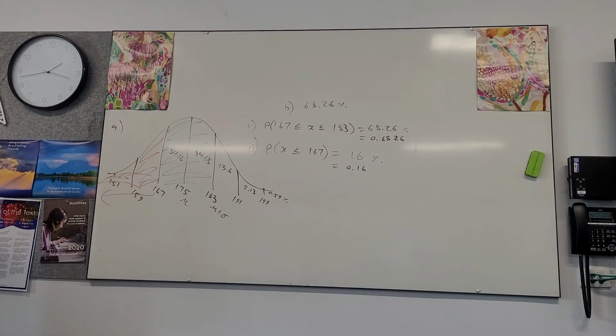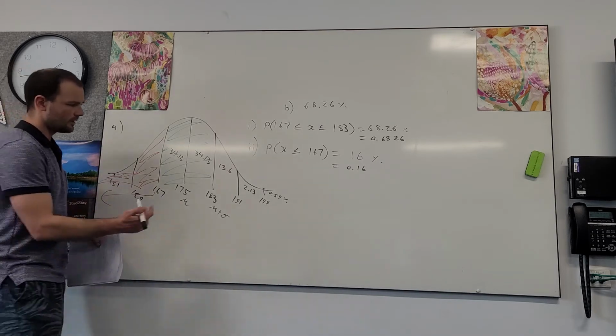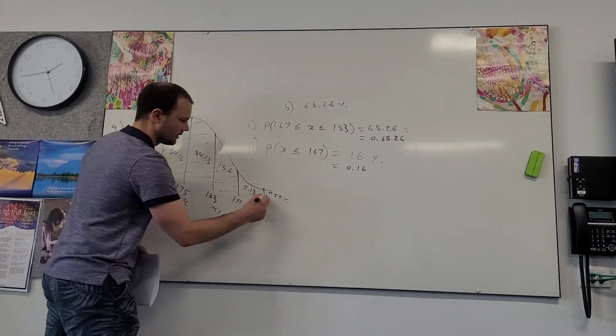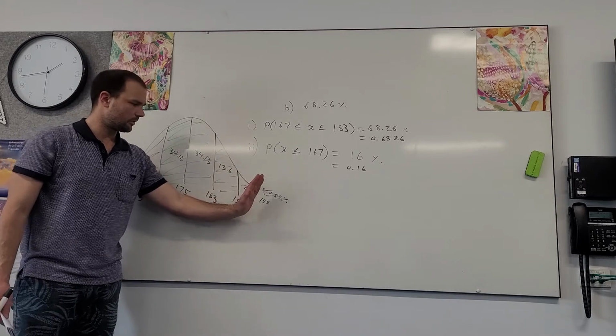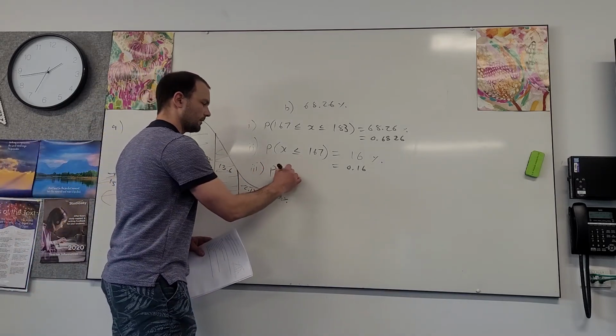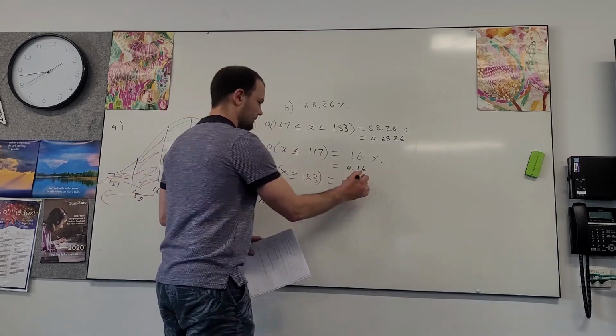And then more than 183. So more than 183, that's this event here. Again you can see it's the same, 13.6% plus 2.13% plus 0.059%. So the probability of the height being larger than 183 is pretty well the same.